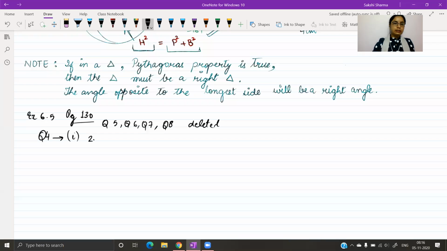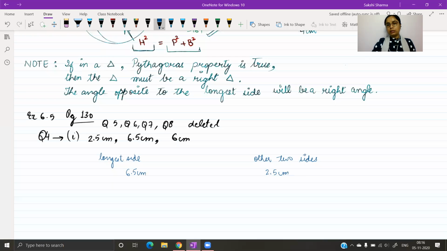The first part, the lengths are 2.5 centimeters, 6.5 centimeters, and 6 centimeters. So first thing you want to do is separate the longest side and the other 2 sides. So longest side out of these 3 is 6.5 centimeters, and the other 2 sides are 2.5 centimeters and 6 centimeters. The next step is to write down their squares. So write down the square of each of these.